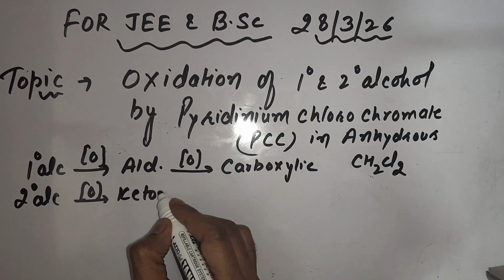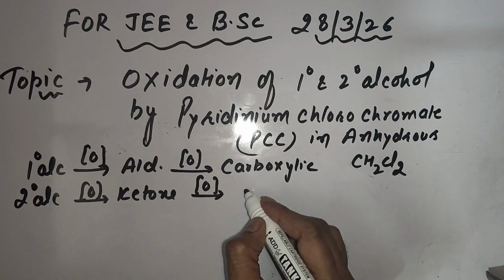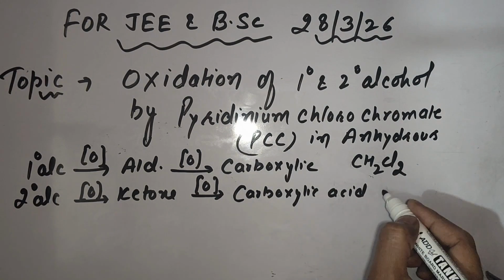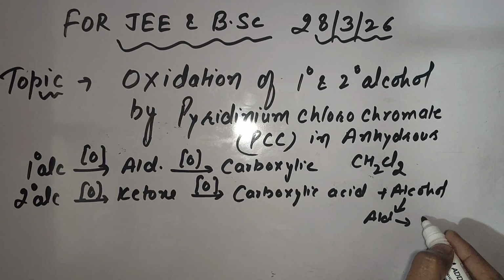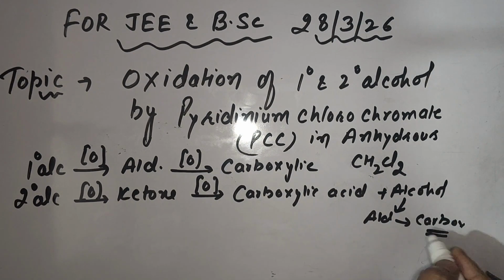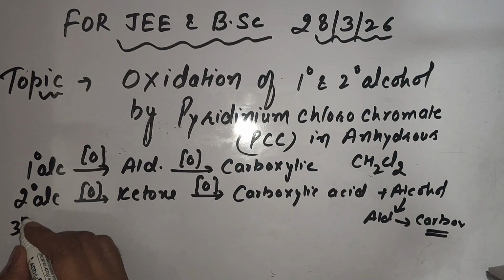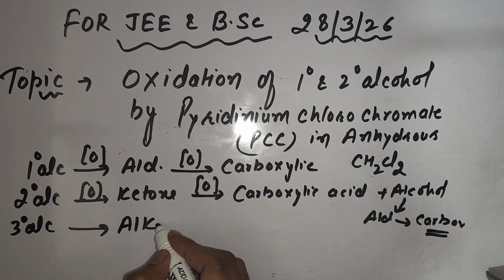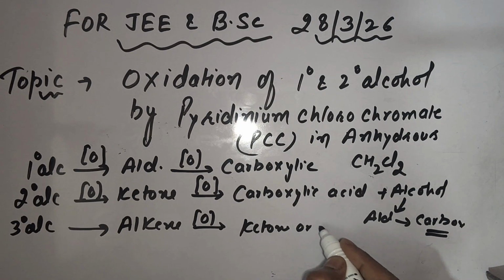Firstly, they are going to create ketone, and because they are strong oxidizing agents, further oxidation of ketone will happen, which will lead to carboxylic acid plus alcohol, and alcohol will be further oxidized to aldehyde or even up to carboxylic stage. Means finally 2 carboxylic acid molecules will be generated. 3 degree alcohol in a concentrated sulfuric acid first create alkene, and that alkene is oxidized further to ketone or aldehyde depending on the nature of alkene.